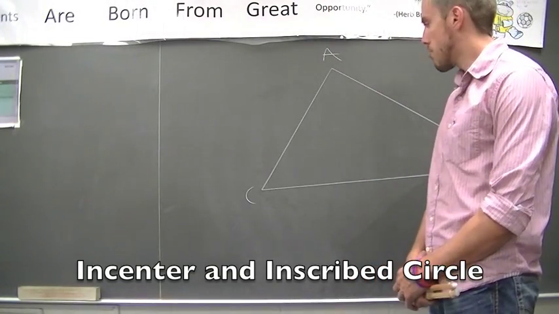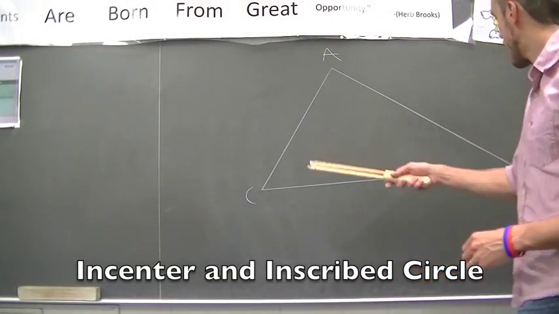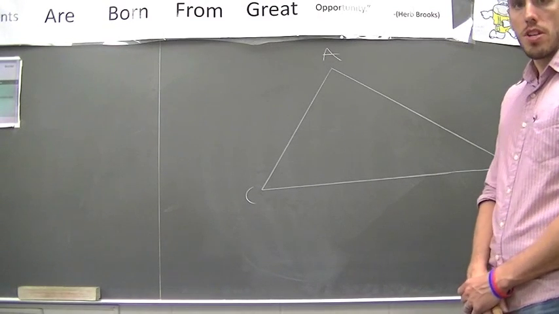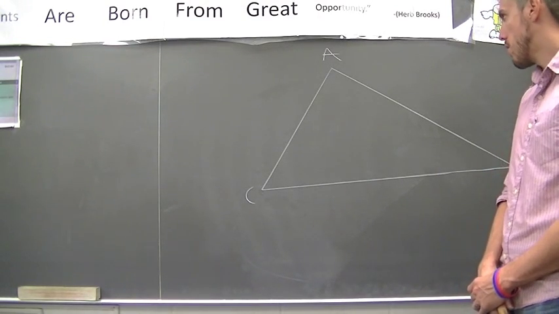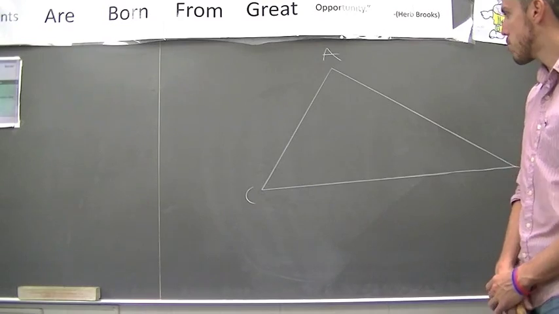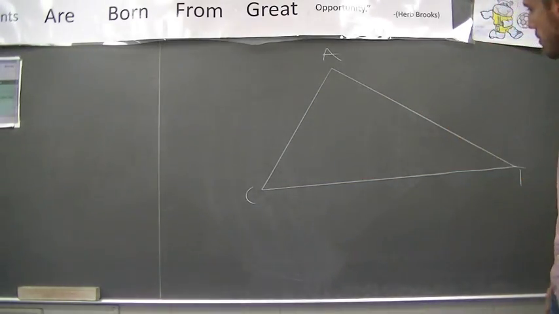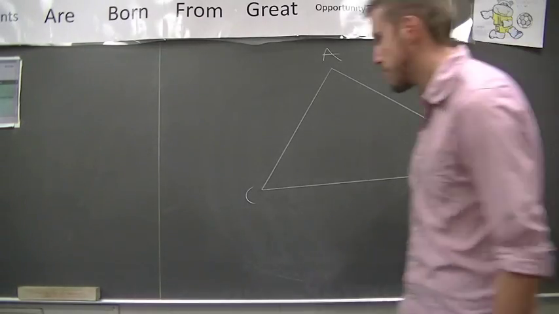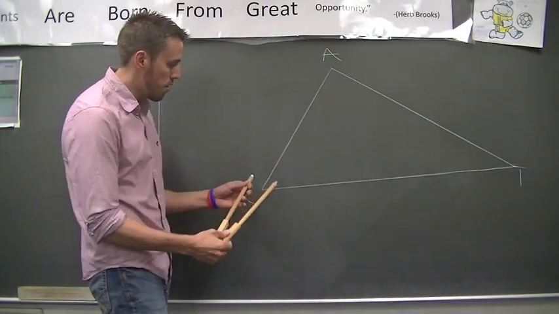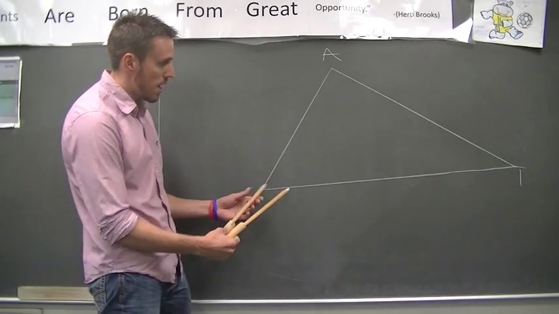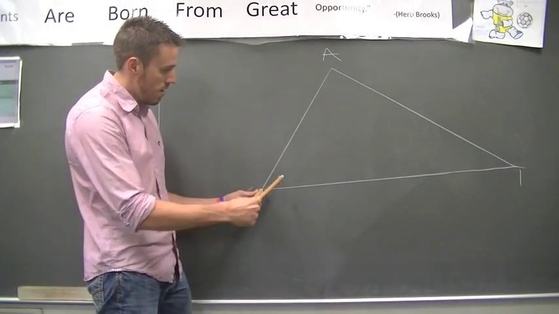Okay, we are going to construct the incenter of triangle ACT, which involves finding or constructing the angle bisectors. So I have to do the angle bisectors of each one of the vertices of the triangle. So start off with, you're going to put your needle at C. I'm going to do it at first at C.